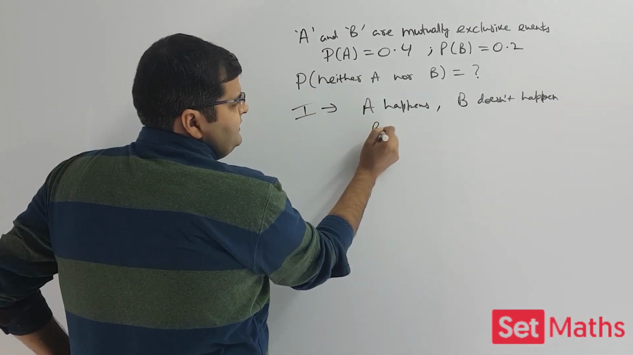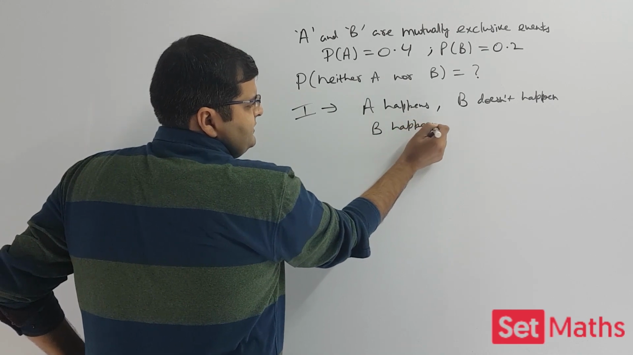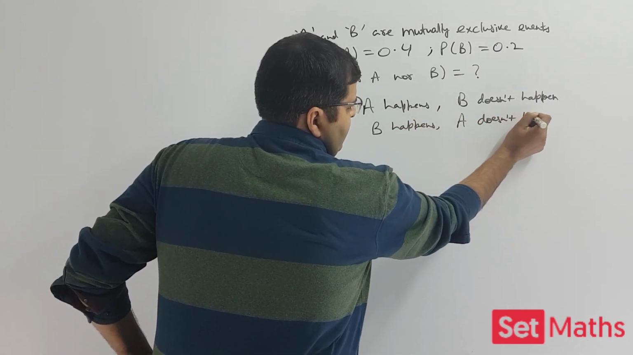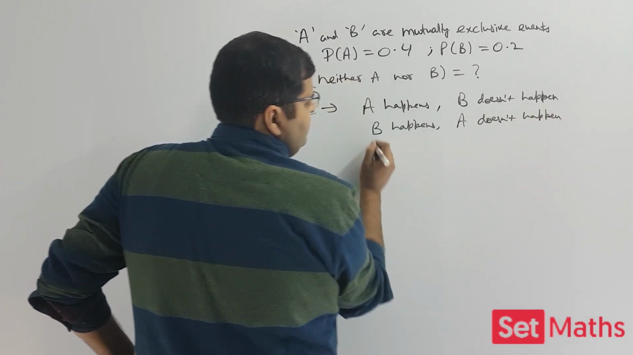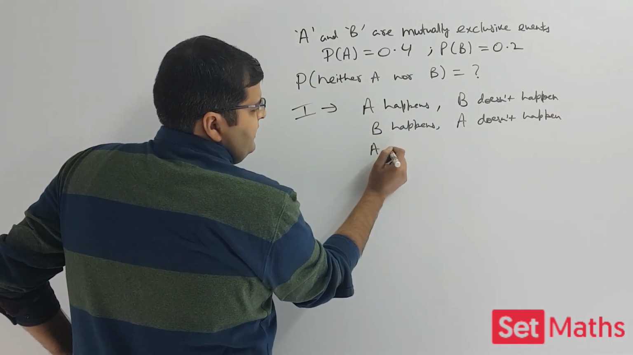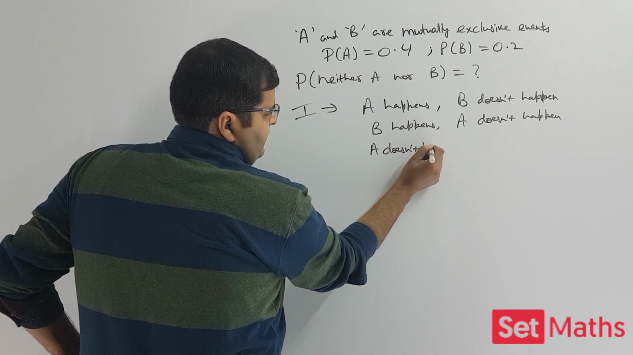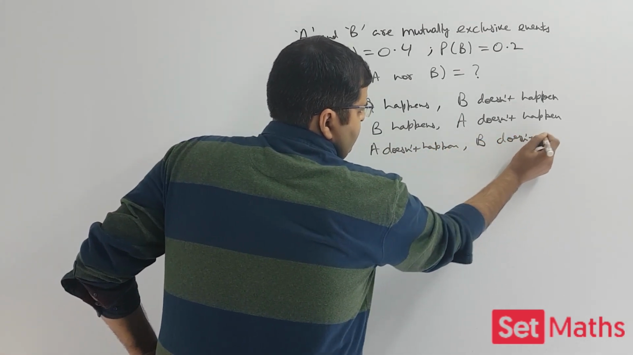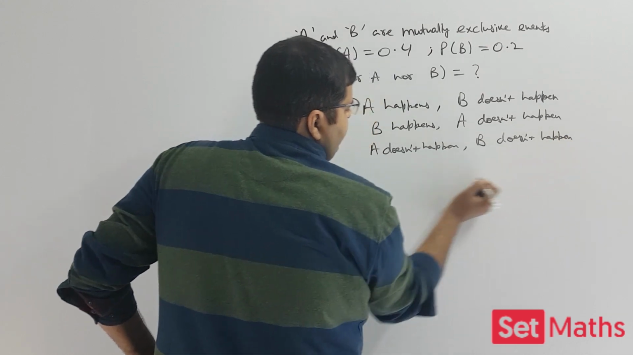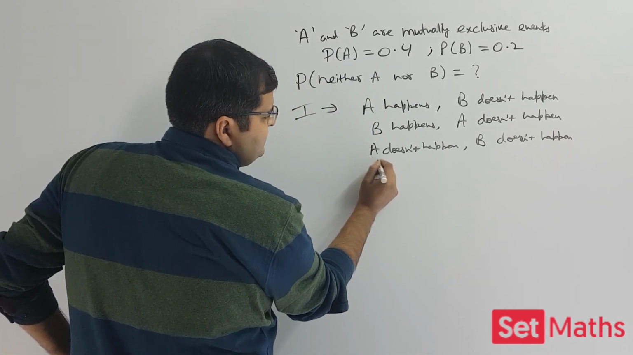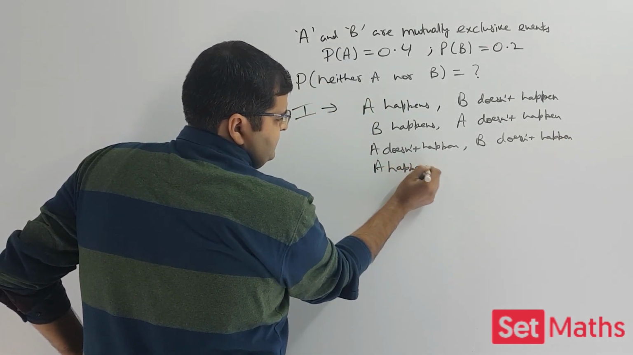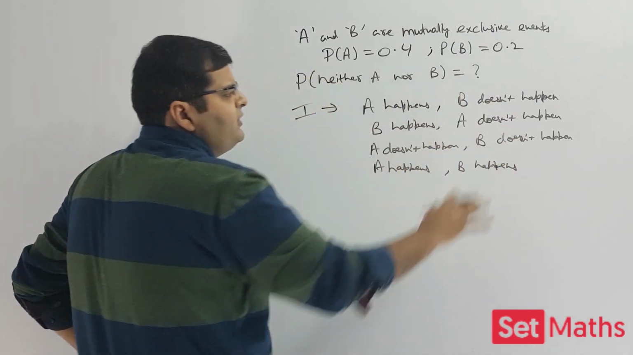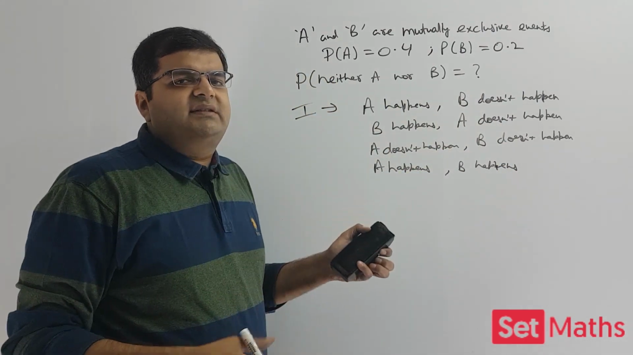The second scenario is event B happens and event A doesn't happen. This is the second scenario. The third scenario is A doesn't happen, B doesn't happen. Okay, and the fourth scenario is A happens and B happens. Okay, these are the four situations we can get through two events.